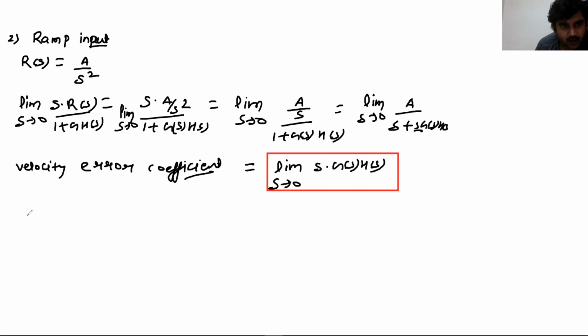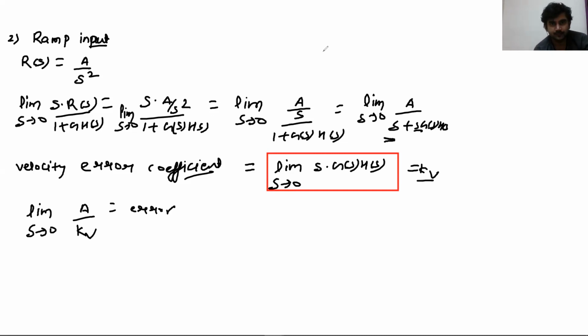Now going back here, limit s tends to 0 of A by s is 0, so the error is A by Kv. This is denoted by Kv, v for velocity coefficient. S becomes 0 and this term is Kv. So this is your error for ramp input.